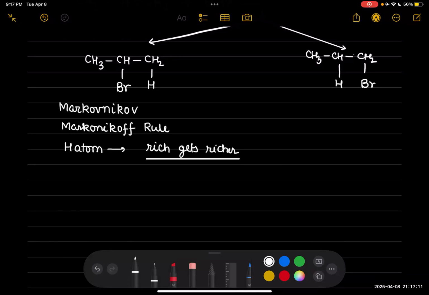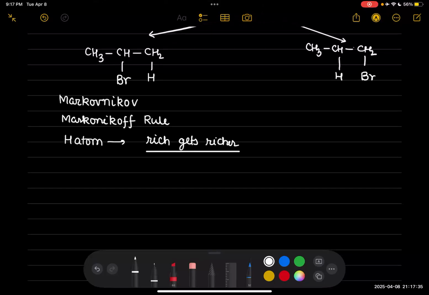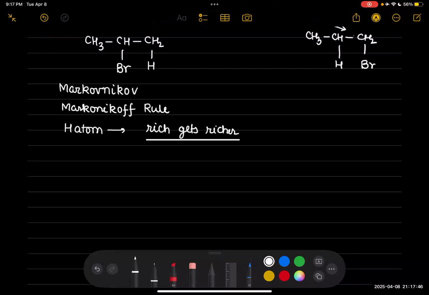Jaslin, Zainab, Ibrahim, what it means with respect to H atom and what this statement rich gets richer means. Rich gets richer means the one who has more gets even more. The H atom will attach to the carbon atom bearing the most hydrogens. For H atom it is rich gets richer. So the H atom is going to get attached to the carbon atom where you already have more number of hydrogens. Got it?